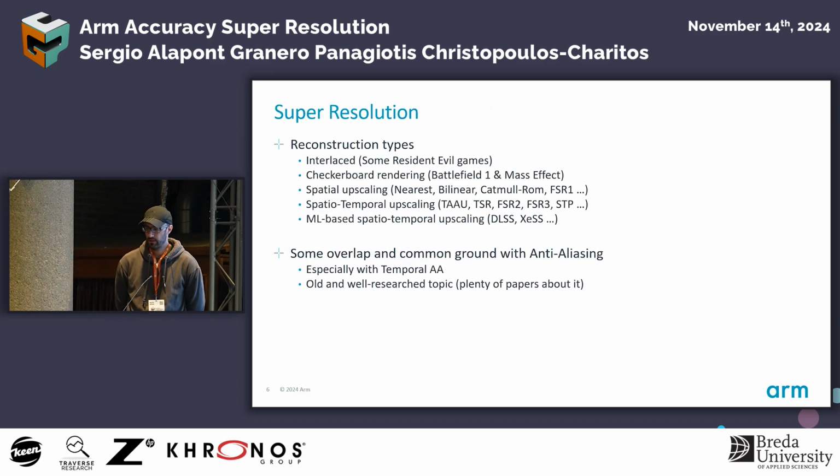So when it comes to reconstruction techniques, there are multiple solutions nowadays that vary in quality and complexity. In the past, we've seen things like interlacing, checkerboard rendering, and spatial upscaling. And in recent years, we have moved to more complex and capable spatiotemporal upscaling, algorithmic ones like FSR2, and ML-based ones like DLSS and XeSS. Some of those techniques interact heavily with anti-aliasing. In fact, spatiotemporal upscalers are an evolution of temporal AA.